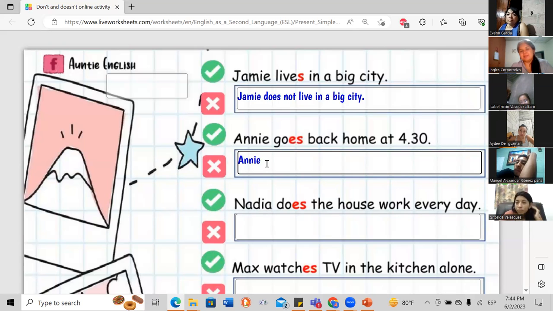Pero ¿cómo la vamos a hacer negativa? Don't know. Acuérdese que es tercera persona, ¿ok? Siempre sería does. Does not go back home at 4:30. Estamos jugando acá con el verbo. El verbo cambia. Aquí está diferente porque está positiva. Pero cuando ya es negativa, el verbo vuelve a normal. Yes. Oh. Yeah.